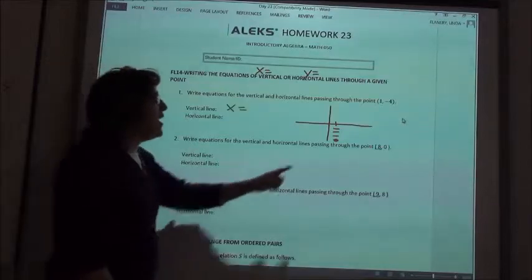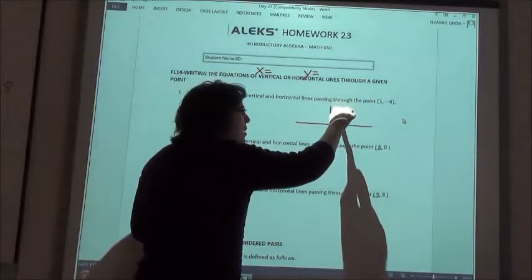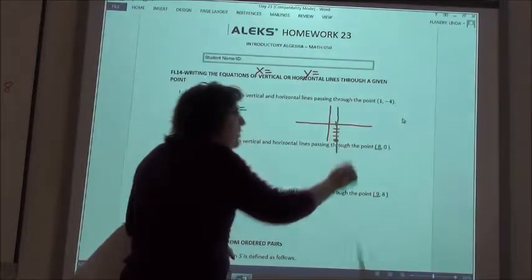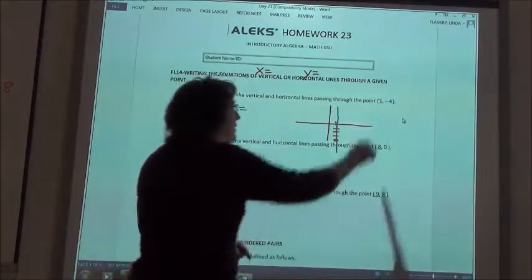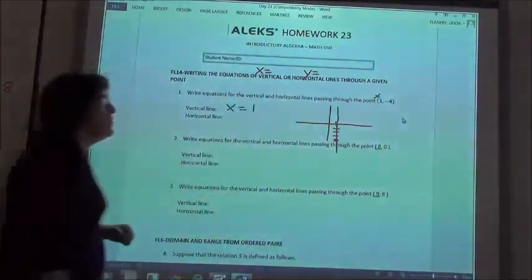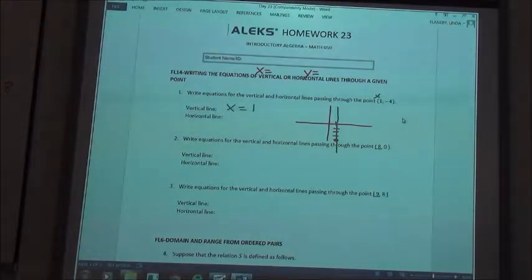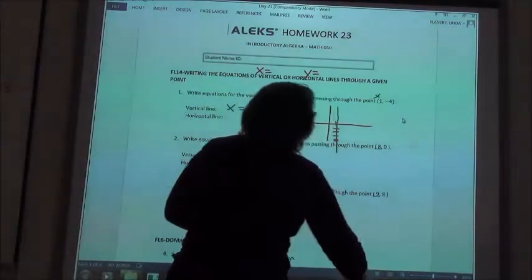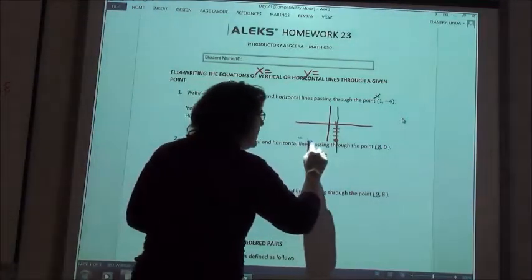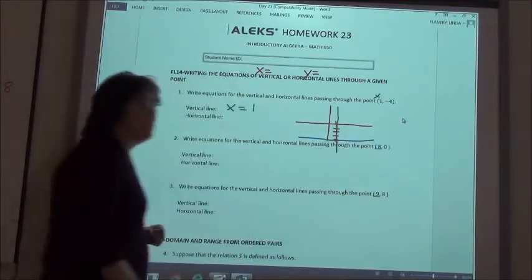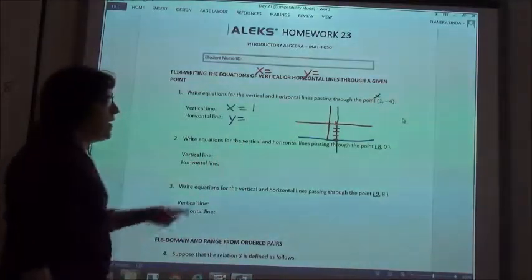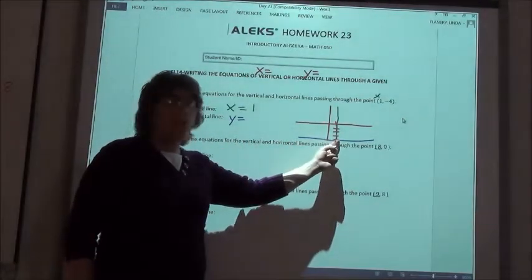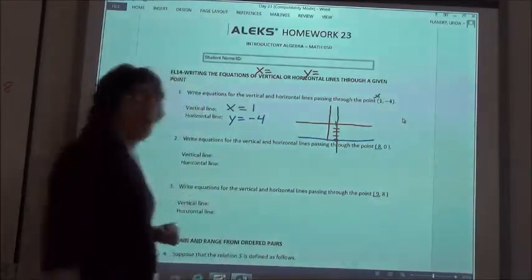And if it's going to be a vertical line and it's going to touch this point, it's going to have to be that straight up and down line that touches the x-axis at the x value of the point. So in this case, it would have to be the line x equals 1 in order to touch that point. If I were going to draw the horizontal line that touches that point, it would go like this, if I could draw straight. We know that if it's a horizontal line, it's going to go y equals, and in order to touch this point, the y value would have to be -4.